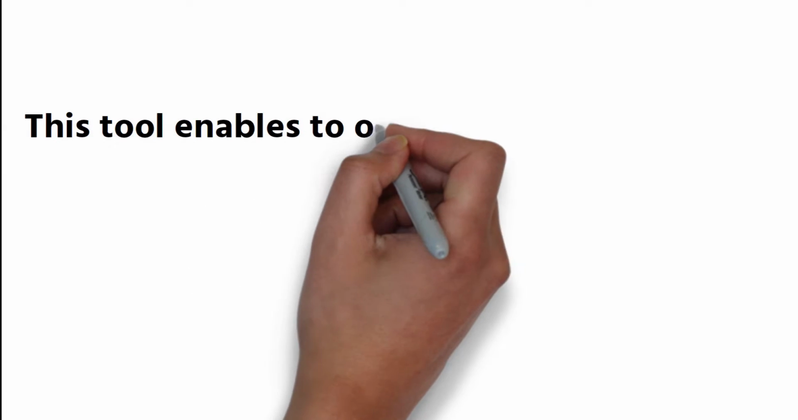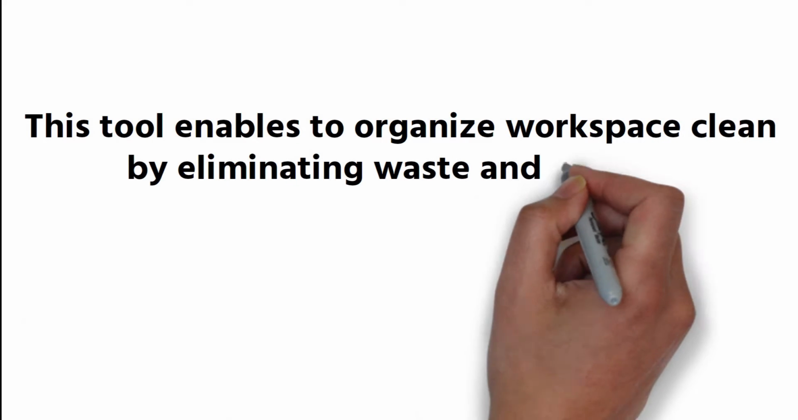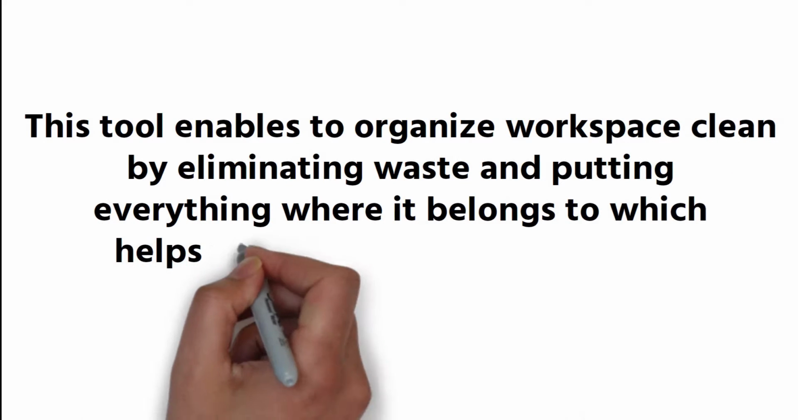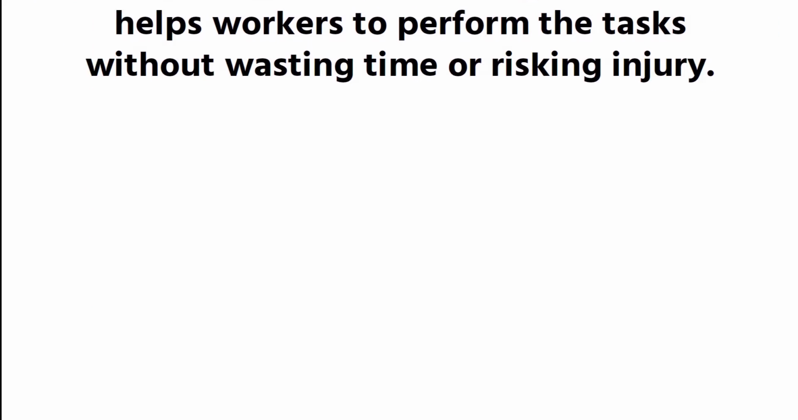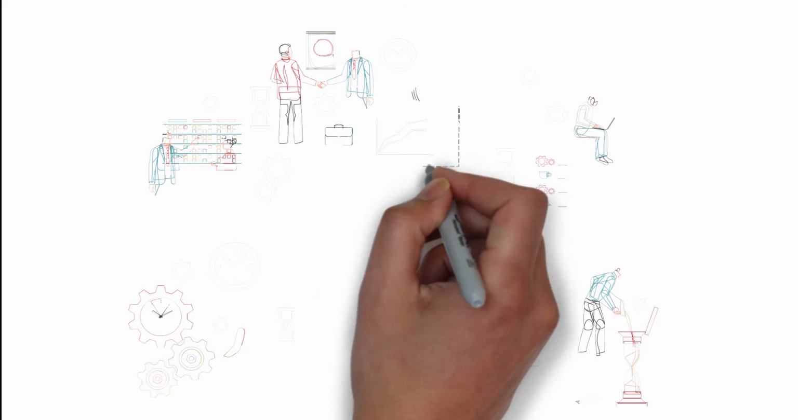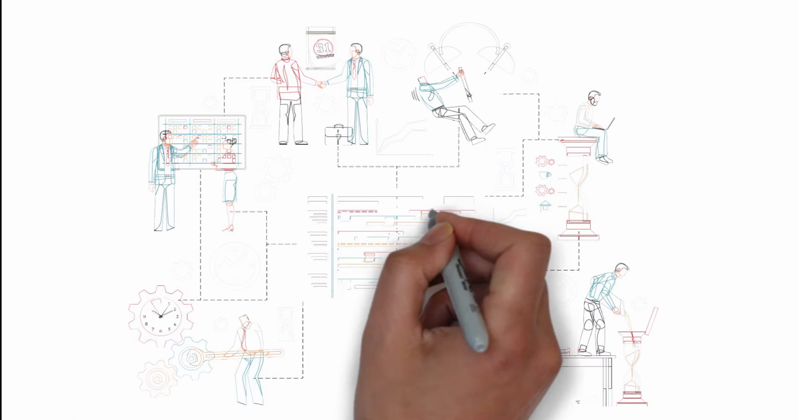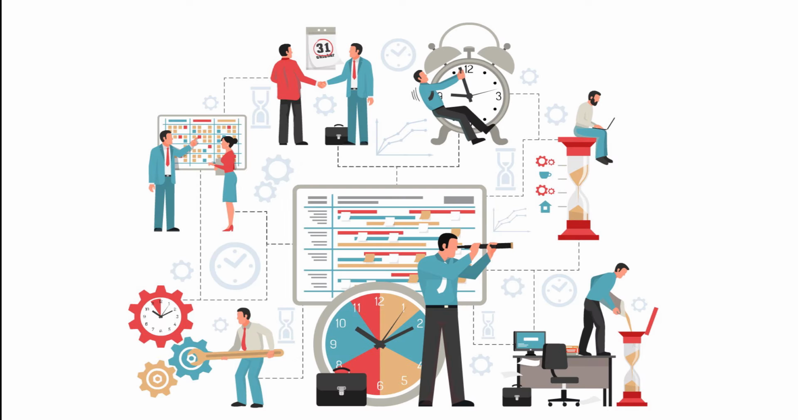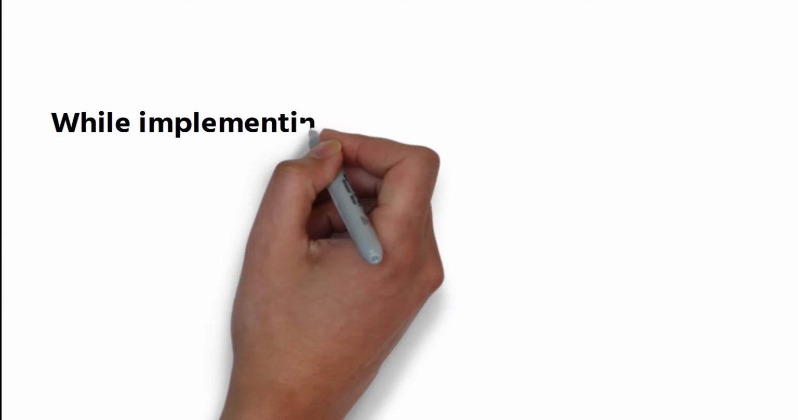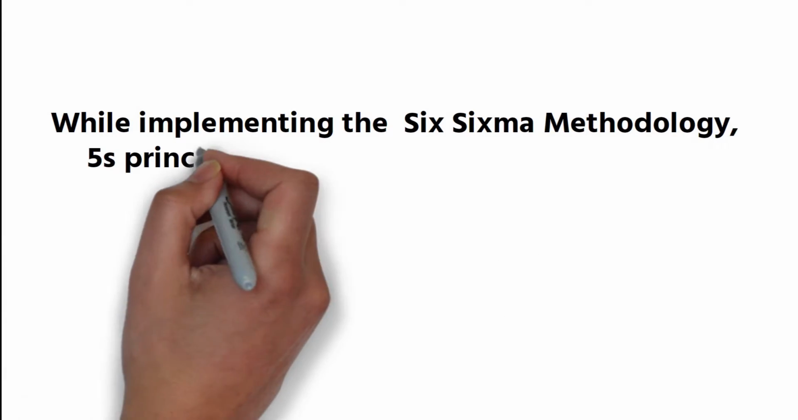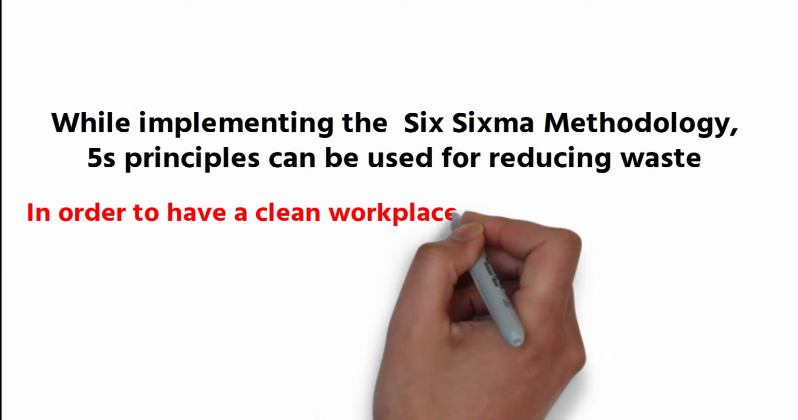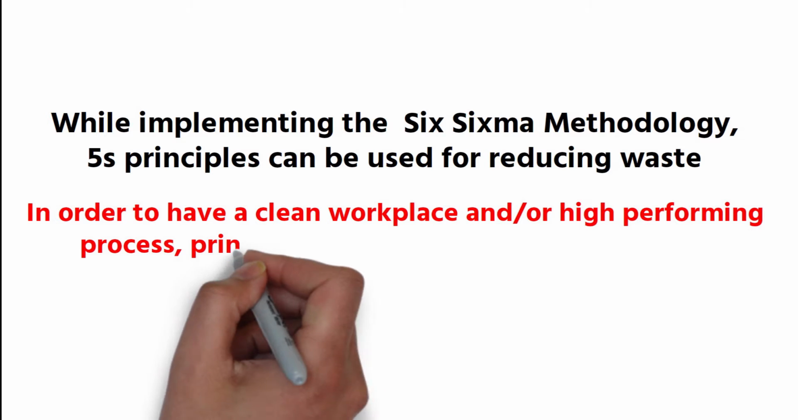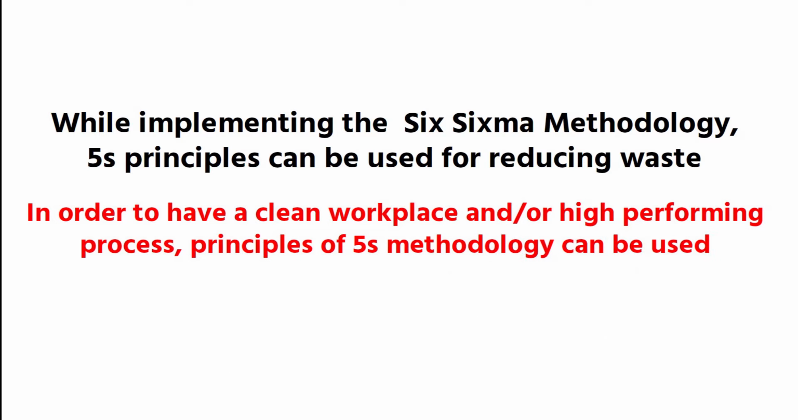This tool enables you to keep the workspace organized and clean by eliminating waste and putting everything where it belongs, which helps workers to perform tasks without wasting time or risking injury. The 5S methodology is an innovative management system that encourages team members to think lean and provides the adoption of lean principles in the company. While implementing the Six Sigma methodology, 5S principles can be used for reducing waste. In order to have a clean workplace and/or high-performing process, principles of 5S methodology can be used.